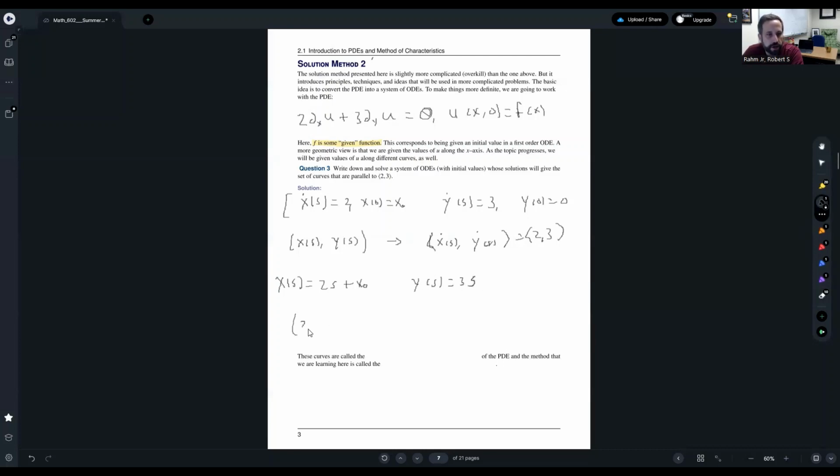So in other words, the curve that has parameterization (2s plus x naught, 3s) is a curve that is parallel to the vector (2, 3) at every point, and it passes through the point (x naught, 0). And so for every x naught, we're going to get a different curve. So this gives a family of curves, and again, for every point on the x-axis, we get a different curve. These curves are called characteristic curves.